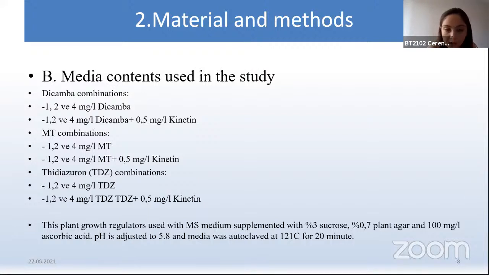Why did we use ascorbic acid in these ones? Because this type of medicinal plant is more prone to oxidation, and ascorbic acid is a great antioxidant. We used it in this particular concentration, and that worked the best. And we adjusted the pH to 5.8, and the media was autoclaved at 121 degrees for 20 minutes.